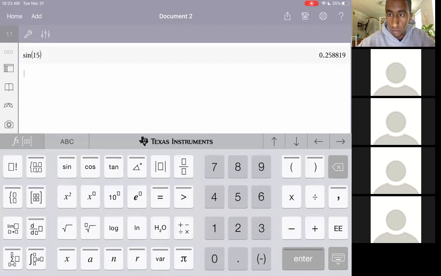This is equal to 0.25. Okay, so sine of 15 is 0.25. And what if we wanted to express that as a radical?